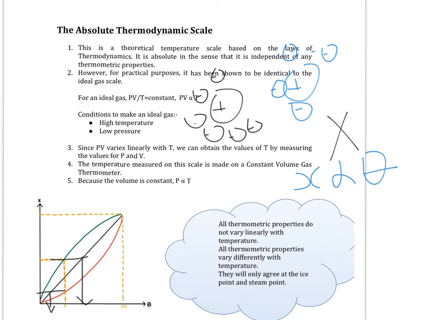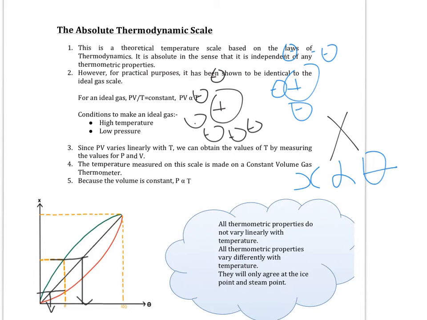So in order to reduce these intermolecular forces to almost zero, what we need to do is to increase the separation between these two. The further the separation, the weaker the force, which is why what we need is for the gas to be at low pressure and high temperature.